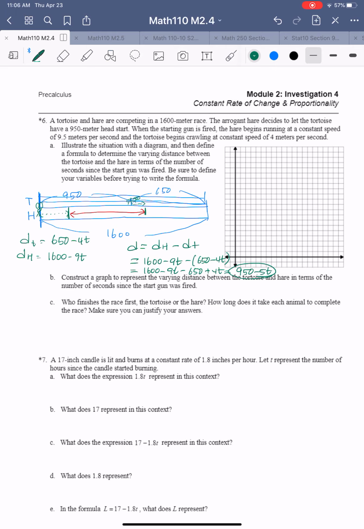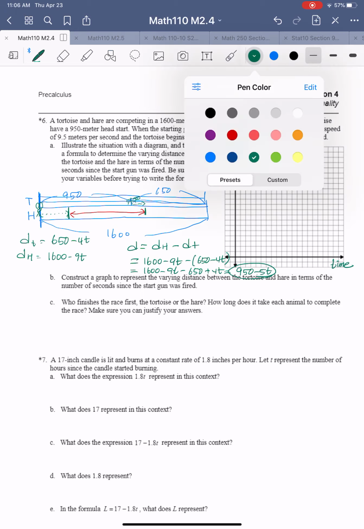And then B: construct a graph that represents the varying distance between the tortoise and hare in terms of the number of seconds since the gun start. So this is the time in seconds, and this is the distance in meters. Okay, so if you graph this, we are graphing 950 minus 50t.